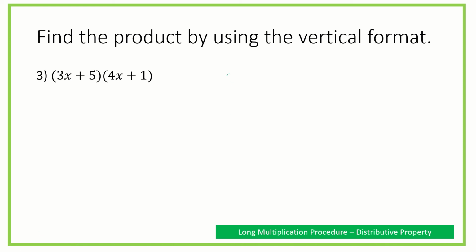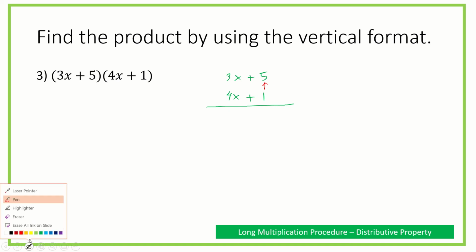So you have 3x plus 5 first, and then you have 4x plus 1. Then think of it as if you're multiplying them one term at a time. So you'll start here, 1 times 5. So what do we get for that? That would be 5. Then afterwards, we multiply the 1 to our 3x. 1 times 3x is 3x. So don't forget, this is a positive 5, so plus 5.